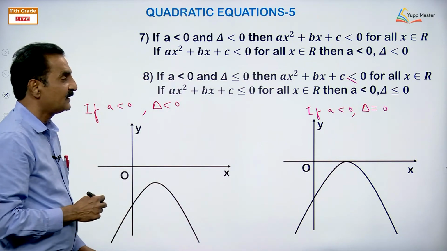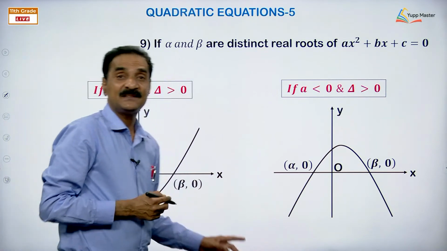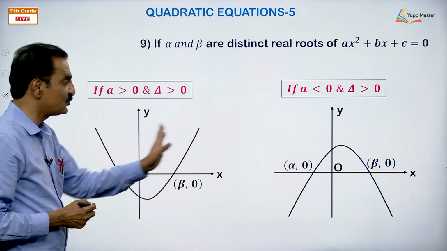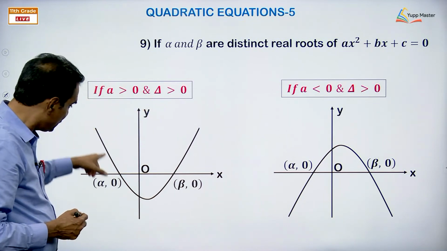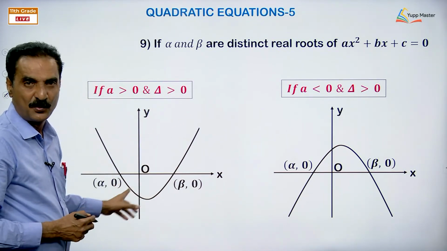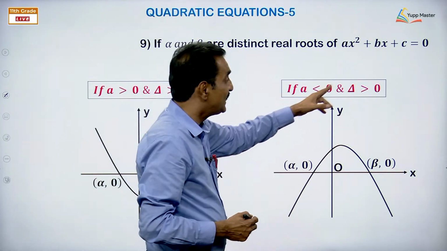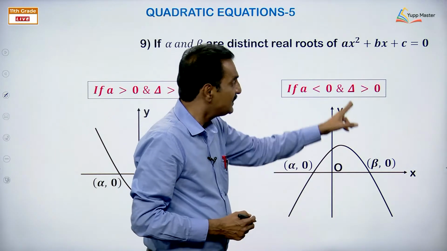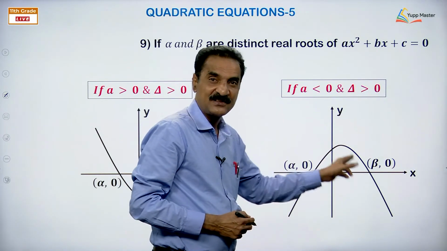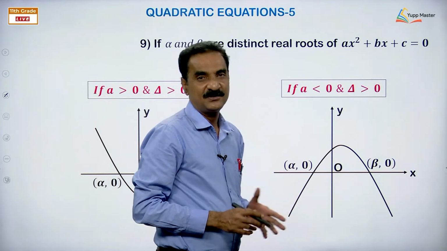Now, if delta is greater than 0, then there are two situations. When a is positive and delta is positive, the graph intersects the x-axis at 2 points, say alpha, beta. If a is negative and delta is positive, a is negative means the graph is downward, delta is positive means the graph intersects the x-axis. Let the points of intersection be alpha, 0 and beta, 0.